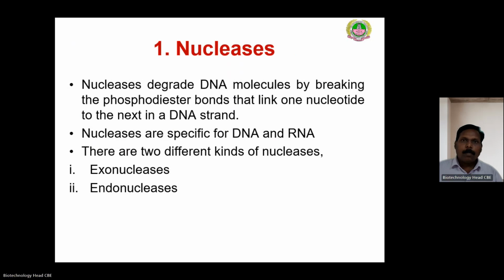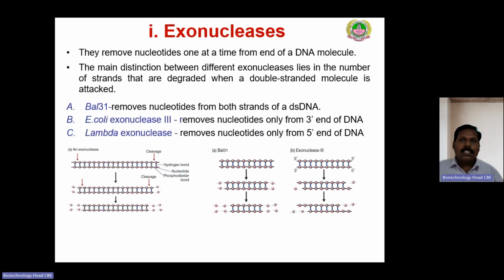endonucleases. The exonucleases remove the nucleotides one at a time from the end of the DNA molecule. The primary difference between the different exonucleases lies in the number of strands that can be degraded when a double-stranded molecule is attacked by the nucleases. For example, the BAL31 enzyme, which removes the nucleotides from both the strands of double-stranded DNA.